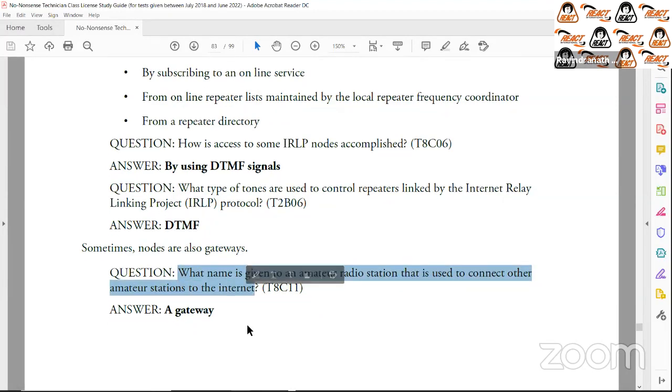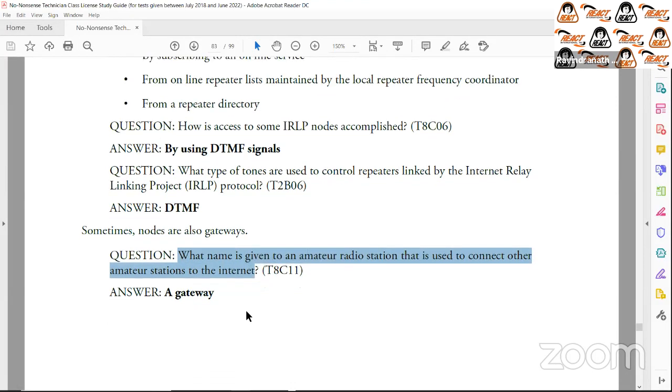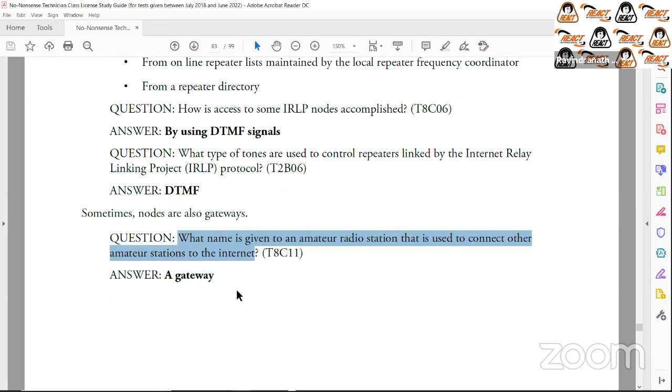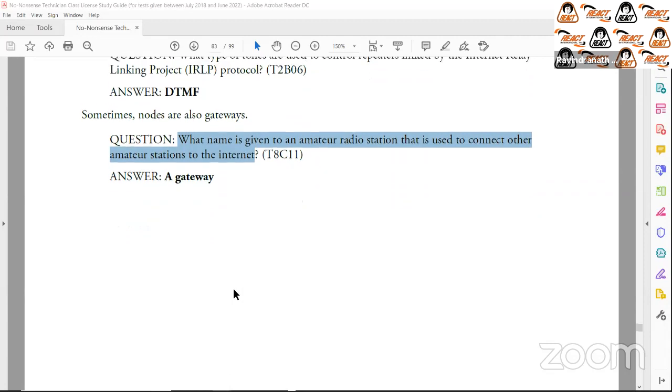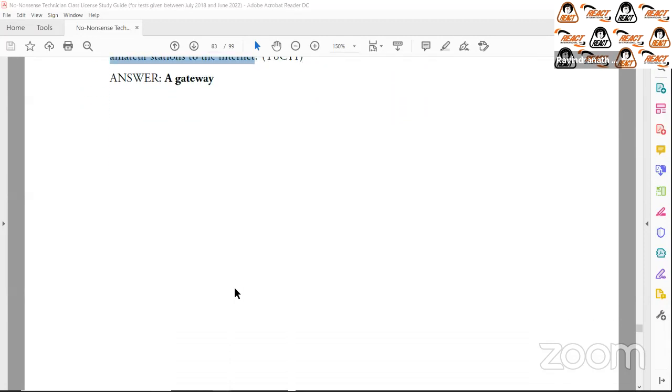Right, what name is given to an amateur radio station that is used to connect to other amateur stations to the internet? And the answer is gateway. So this is where we are in the question pool. We'll return now to some theory, right? So we're on page 78 of the question pool. So let's go now to our slide deck.